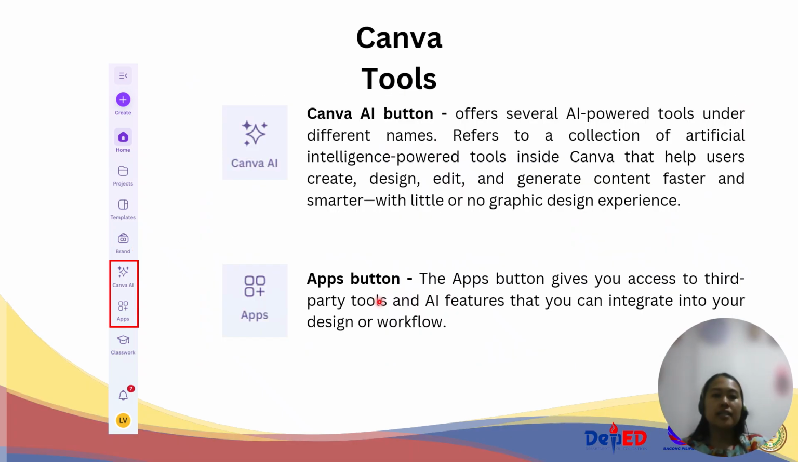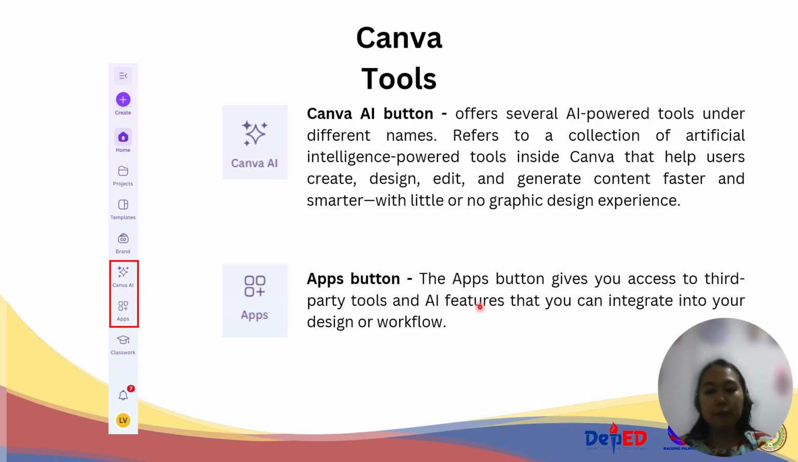Okay? Next, we have here the Canva AI button and the apps button. So in the Canva AI button, it is AI-powered tools under different names. So it refers to a collection of artificial intelligence powered tools inside Canva that help users create, design, edit, and generate content faster and smarter with little or no graphic design experience. So, if you're familiar with ChatGPT, then it's like having your own ChatGPT inside Canva.